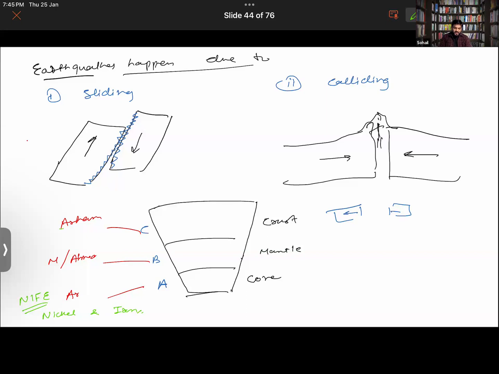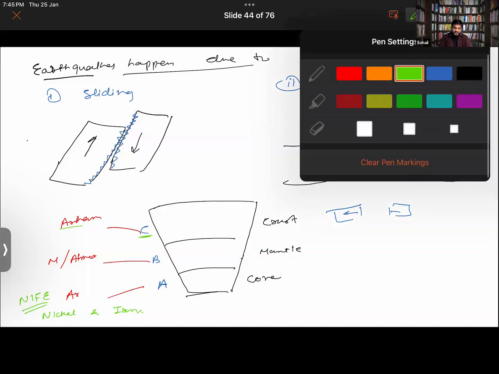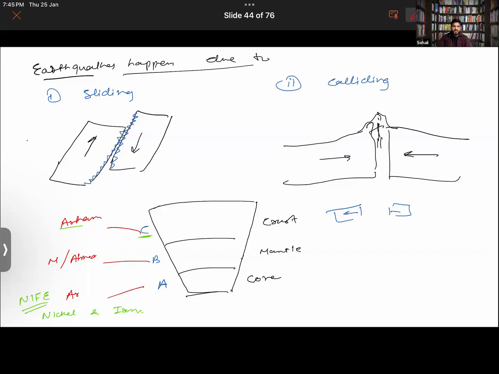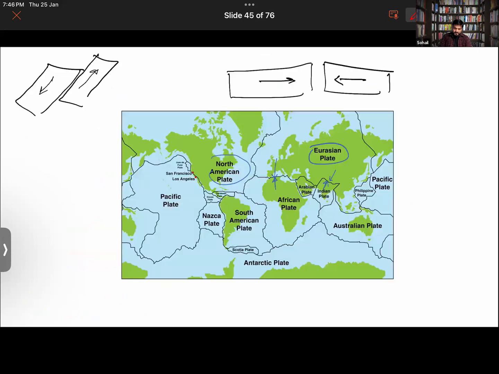Arham, you tell me then about C. What is the composition of C? It consists of silicon and magnesium. No, it consists of silica and aluminium. Silica and aluminium, so that is Sial. Silica, aluminium, right? Nickel, iron. So remember: nife, sima, and sial. Silicon and magnesium, not manganese. Ma is for magnesium. Manganese is Mn.